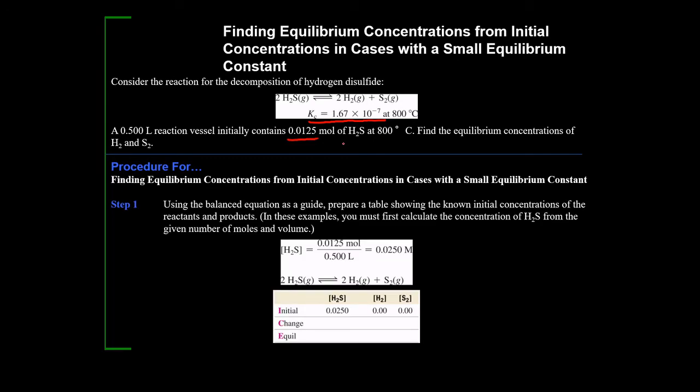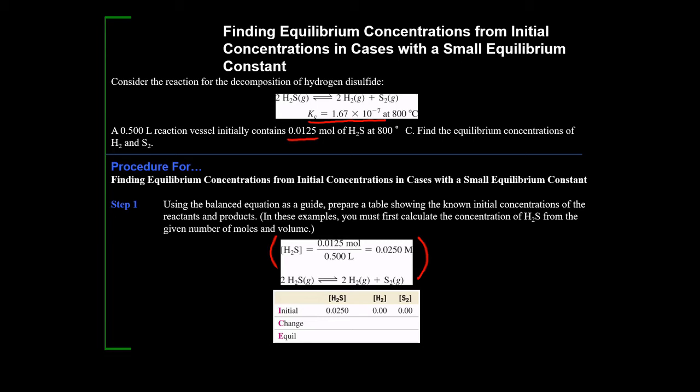Okay, so we went ahead and made our ice table here. I want to point out that they did go ahead and actually calculate the molarity of the H2S because it wasn't given in the problem. We were given the number of moles, and we were given the volume of the reaction vessel. And so they went ahead and divided one by the other to get the molarity, and that's what they plugged in here. And that's usually what you want to do.